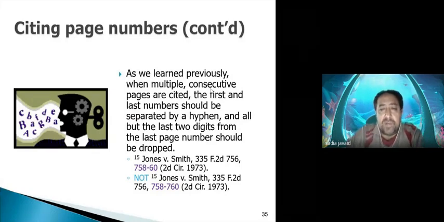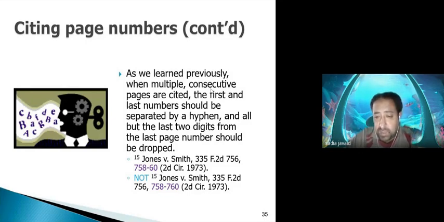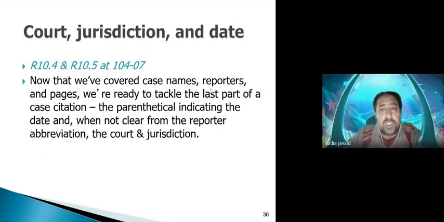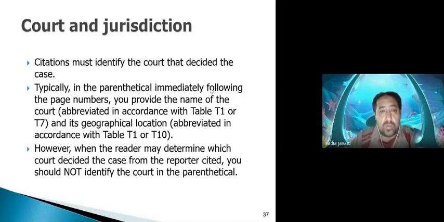As we learned previously, when multiple consecutive pages are cited, the first and the last number should be separated by a hyphen, and all but the last two digits of the last page number should be dropped. So a hyphen will be used when continuing page numbers. Next: court, jurisdiction and date. What is the format? I'm going to discuss this.